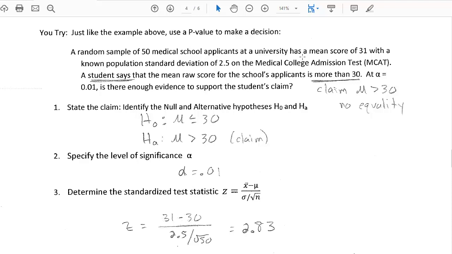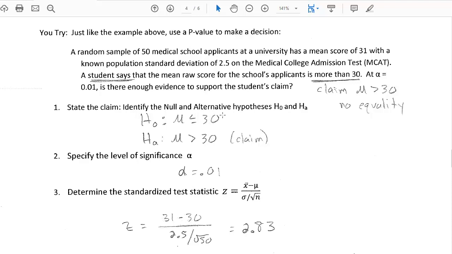A student says, there's our claim, that the mean raw score for the school's applicants is more than 30. At a significance level of alpha equals 0.01, is there enough evidence to support the student's claim? Typically, the first thing we identify is the claim. The student claims that the mean score is more than 30. Since this does not have equality, it falls into the alternative hypothesis, and the complement statement, less than or equal to 30, would be the null hypothesis.